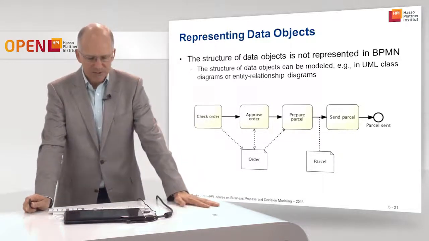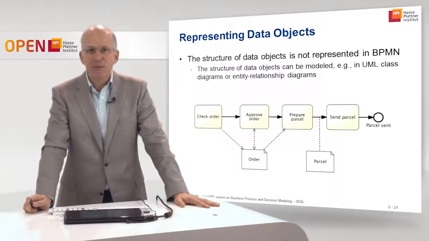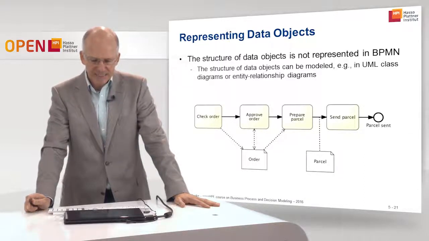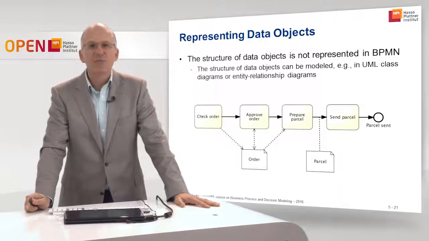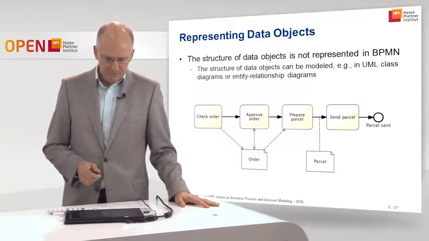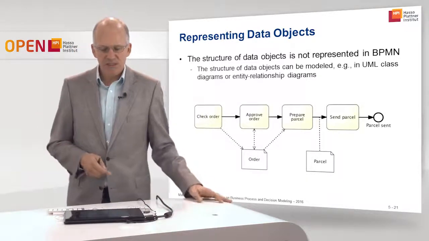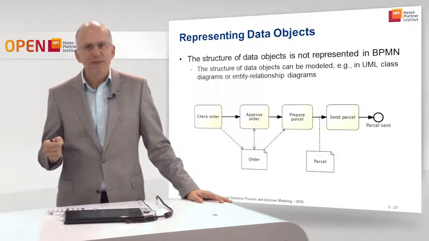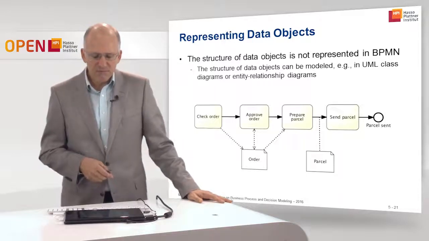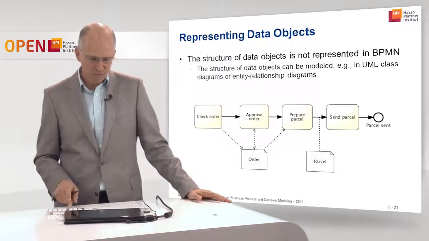We should also say that the structure of data objects is not represented in BPMN. The structure of data objects, however, can be modeled in modeling notations that are more useful for doing this, and that is, for instance, UML class diagrams or also entity relationship diagrams. And in typical projects, the data objects that we see in the process models are then refined and detailed in UML class diagrams. Like in this example, we can have, let's say, a UML class diagram for order or for parcel, or it could also be an ER model.